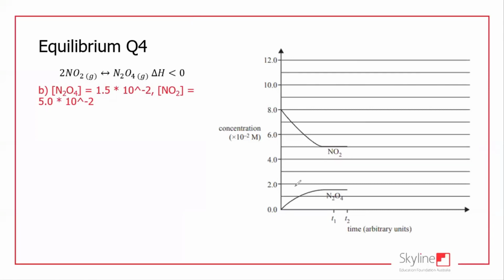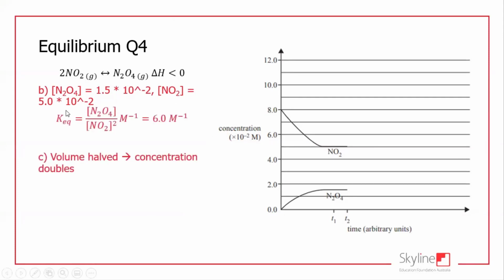N2O4 at T1 is 1.5 by 10 to the negative 2. You've got to look out for that one. This here isn't just 1.5. It's measured in 10 by 10 to negative 2 molarity. NO2 is 5 times 10 to negative 2. And all we're going to do is simply put that in our equation there, which gives us 6.0 molarity to the power of negative 1.